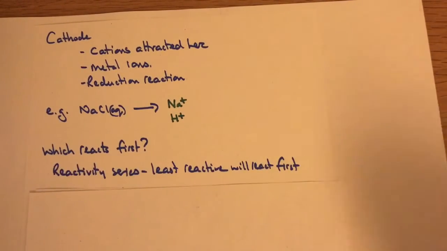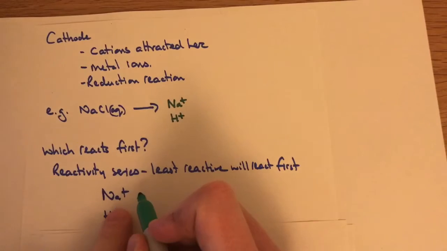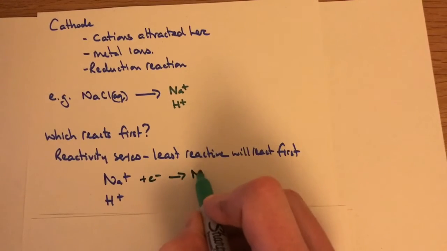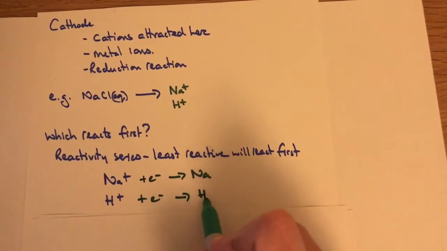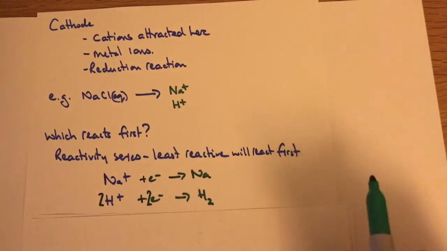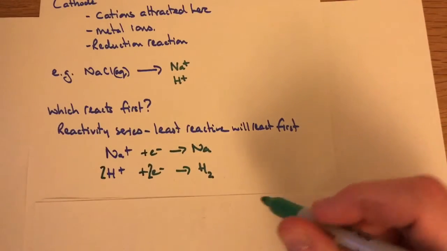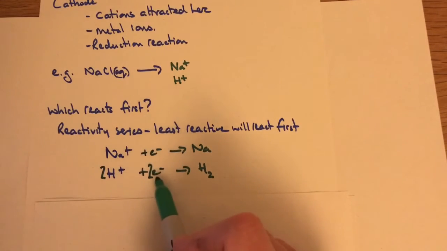Okay, so who's going to react first? Well, we use the reactivity series, as I said, to help us do this. What's going to happen is my sodium ion, when it gets to the cathode, is going to pick up an electron to form sodium. My hydrogen ion is also going to pick up an electron to form H. Remember, H is diatomic, so it's H2. Therefore, I have two of those and two of those in order to make that equation work. Now the question is, who's going to go first? Because they're both going to gain electrons, we need to think about this reactivity. Hydrogen, because it's less reactive, it's easier to make it gain electrons. Less reactive, easier to react.